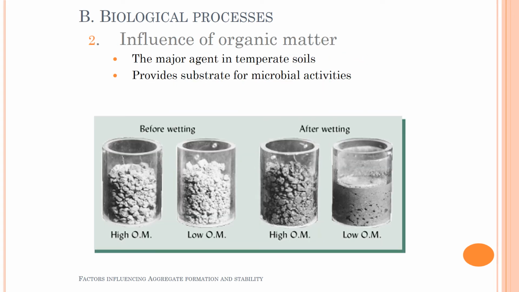So why do we care about organic matter and these biological processes? Well, organic matter is a major agent in temperate soils, and it provides a substrate for microbial activities. So over here on the left, we see two soils. They are dry soils. There's a high organic matter one, and there's a low organic matter one. Now, we're about to find out why we care about having high organic matter in our soil.